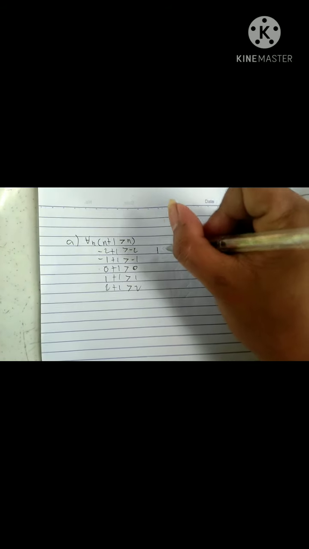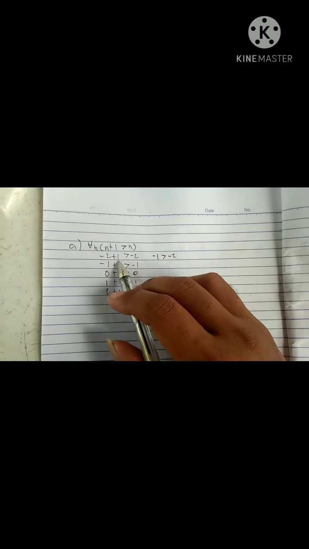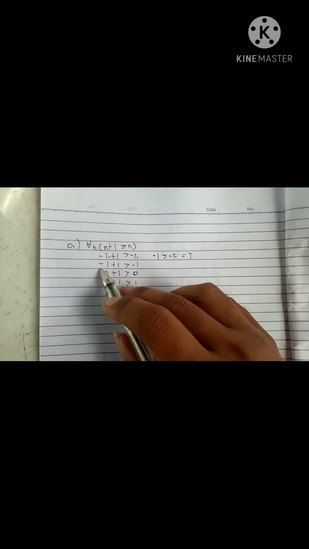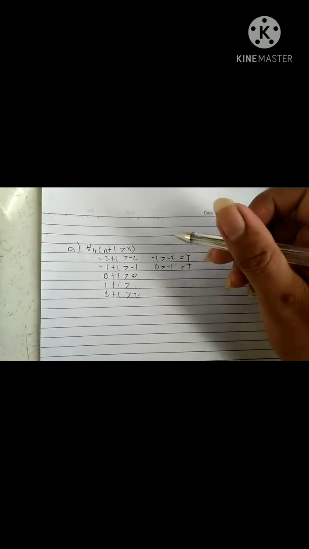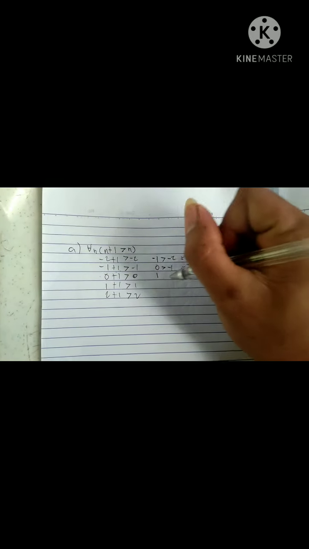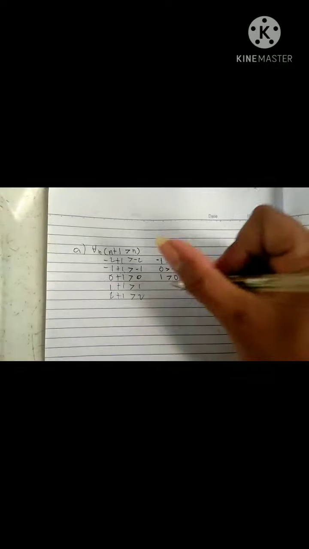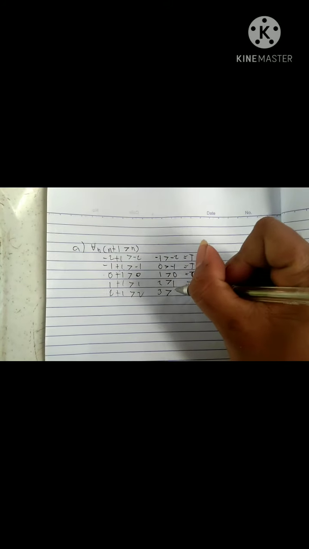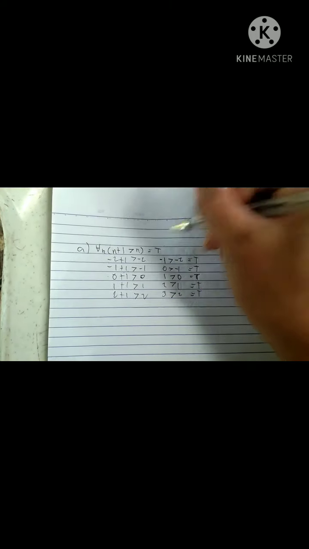So negative 2 plus 1 is equal to negative 1. Negative 1 is greater than negative 2, so it is true. Negative 1 plus 1 equals 0, greater than negative 1, so another true. Next, 0 plus 1 equals 1, greater than 0, so it is true. 1 plus 1 equals 2, greater than 1, so true. 2 plus 1 equals 3, greater than 2, so it is true. So therefore, this statement is true.